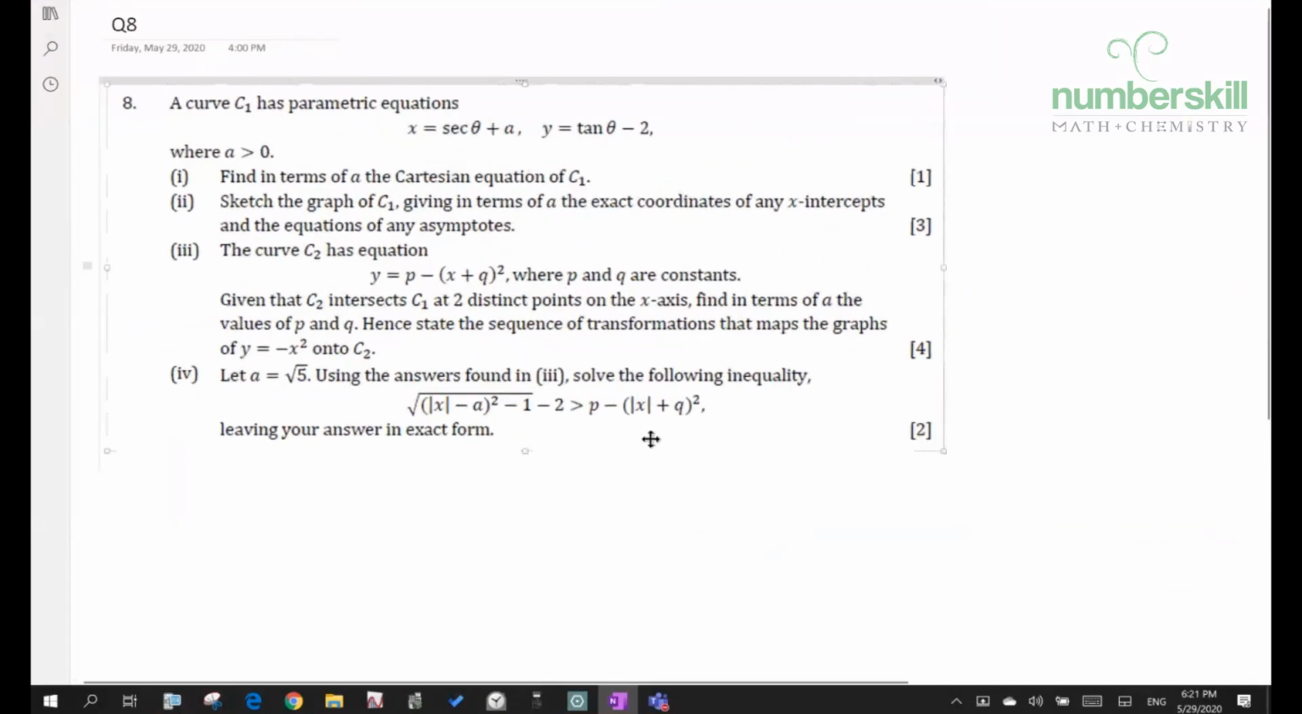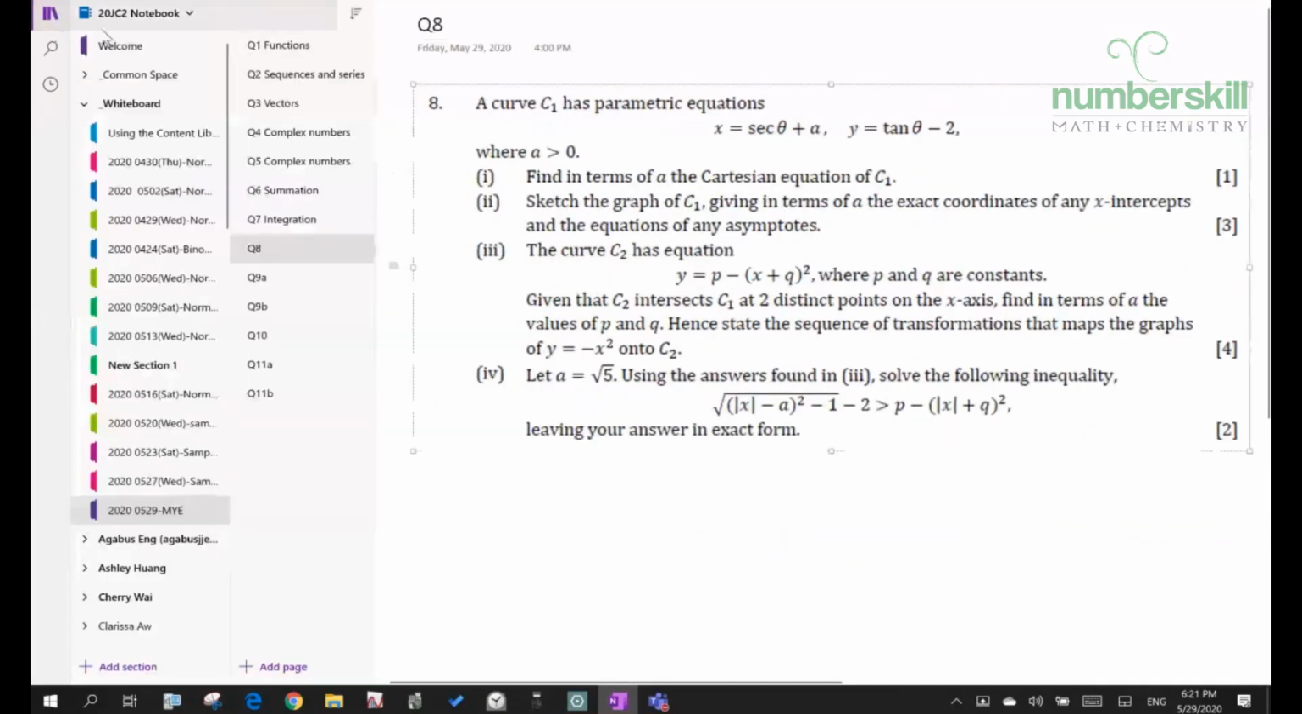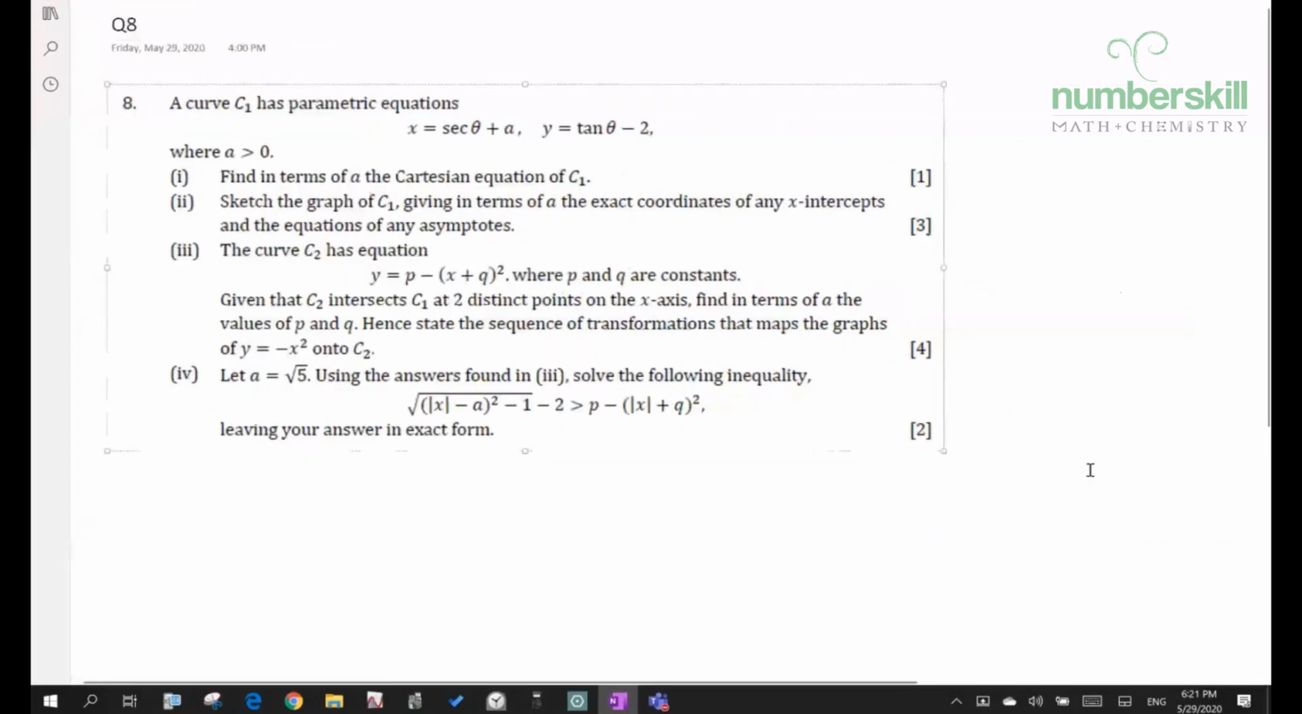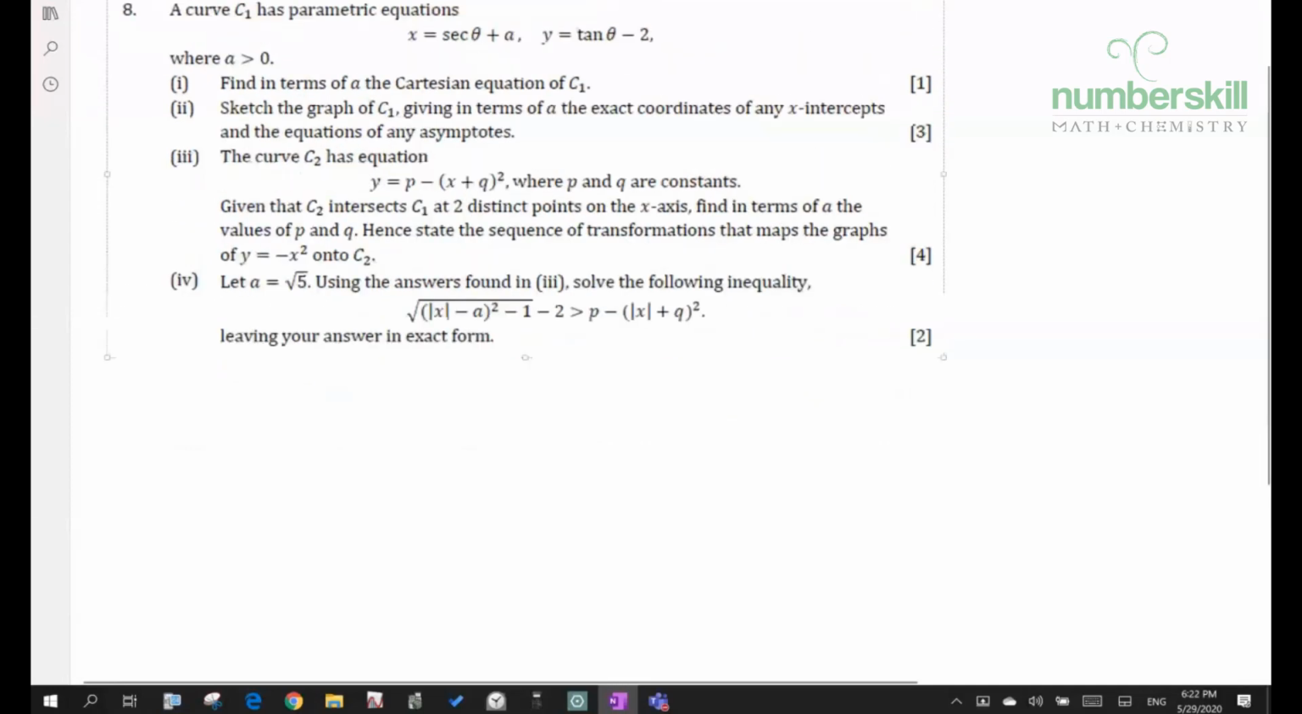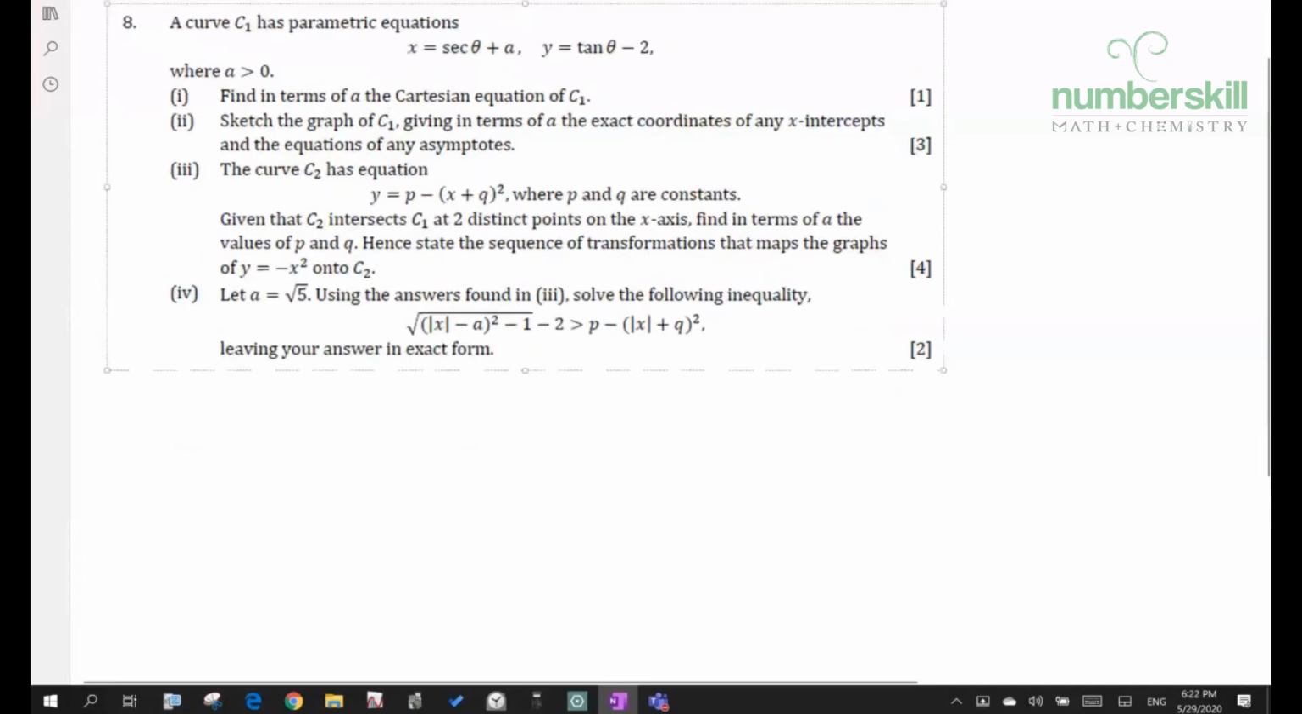Anyway, let's take a look at this one. Oh, this one was badly done, because nobody knows how to do part 4. Quite sad, part 4, 2 marks only. But a lot of people left it completely blank, meaning they didn't even know what to try. That's quite upsetting, right? So let's talk about this. It's going to take a while because it's quite long.